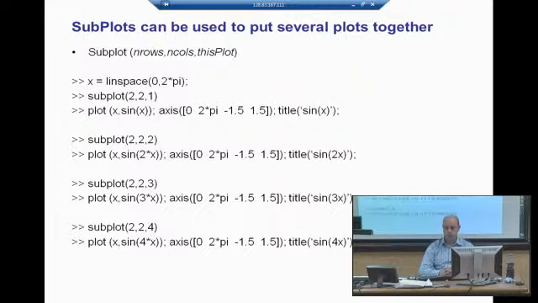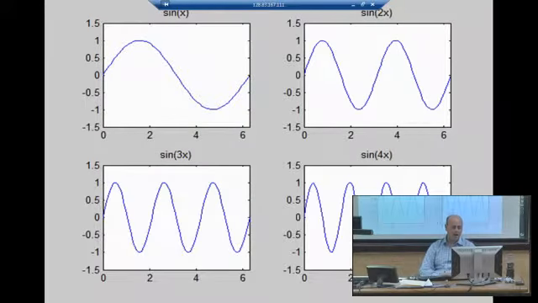Okay, so back to the video. You should have gotten plots that look something like this. You made a 2x2 matrix, if you will, of subplots where you had sine of x, sine of 2x, sine of 3x, and sine of 4x. That's a neat way to do plots when you have multiple plots that are related.